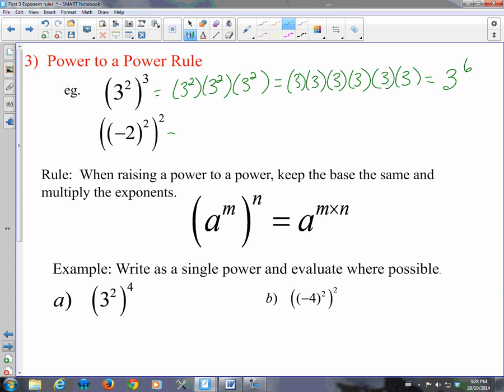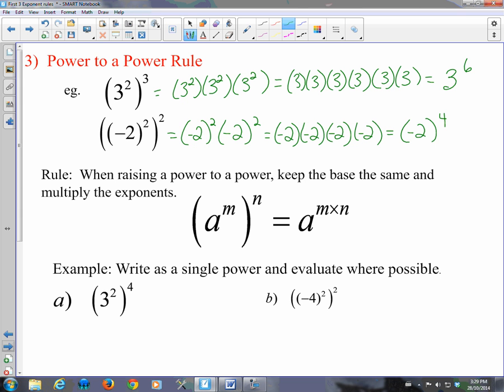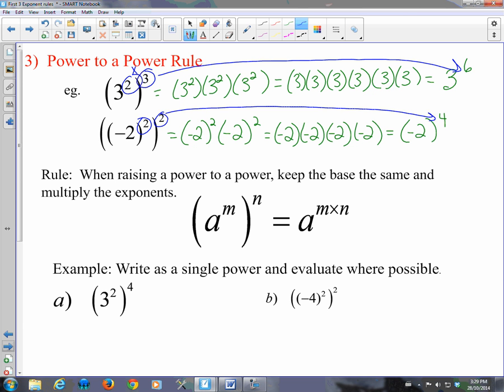Or if I look at this one, negative 2 squared times negative 2 squared. 2 negative 2 squareds. And then each negative 2 squared is 2 negative 2's. So I have a grand total of 4 negative 2's that I'm multiplying together. If we're looking for a shortcut, 3 and the 2 relate to the 6 because 3 times 2 is 6. And the 2 and the 2 relate to the 4 because 2 times 2 is 4.